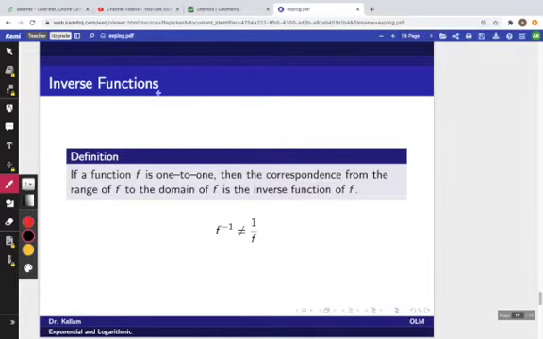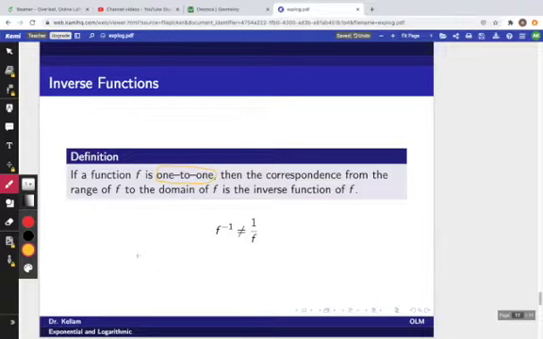We're going to be discussing inverse functions. And here's the big thing. A function must be one-to-one to have an inverse function. And the reason for that is simply this.